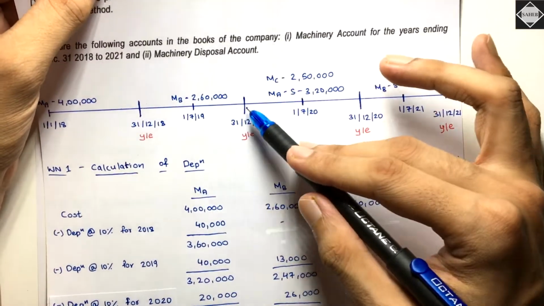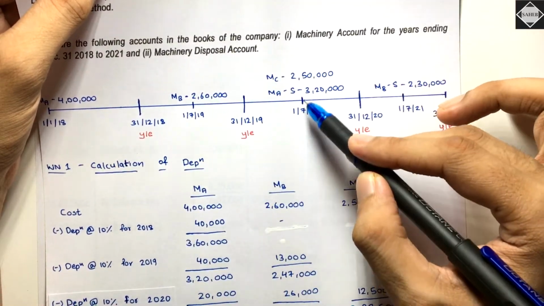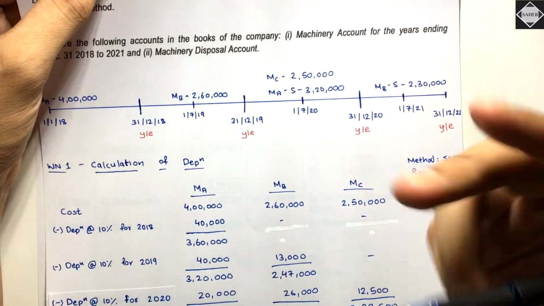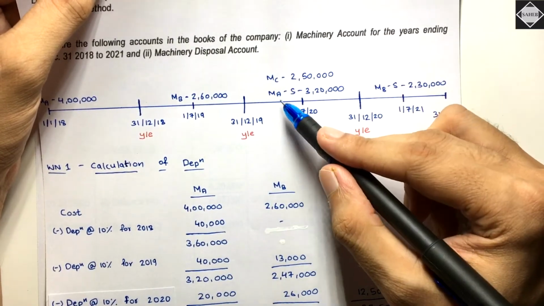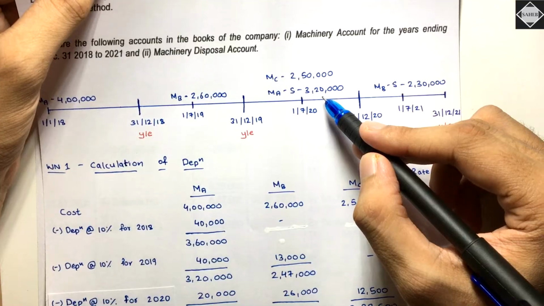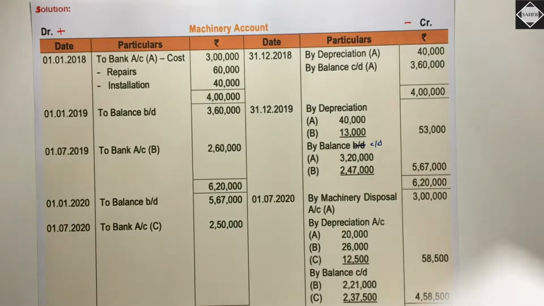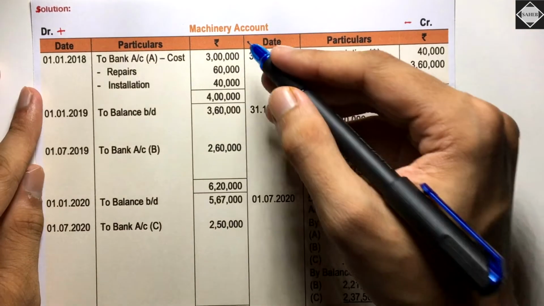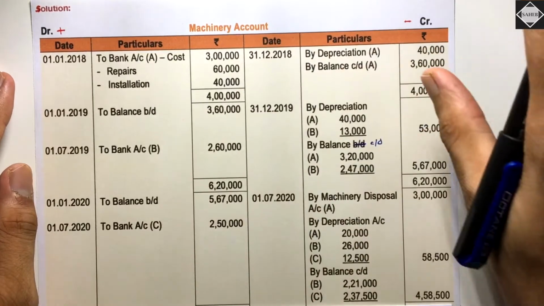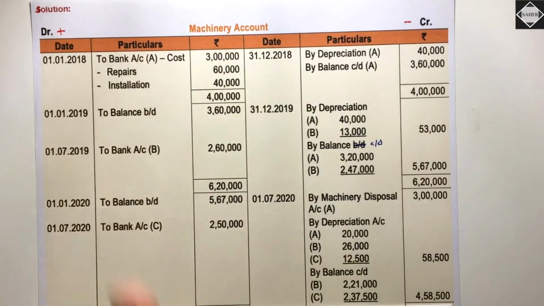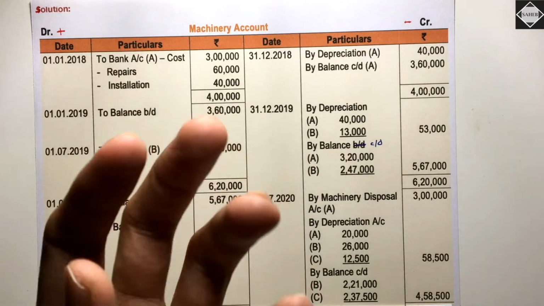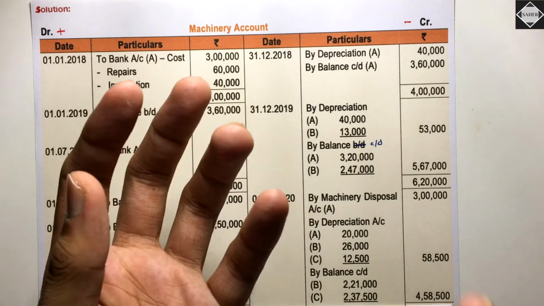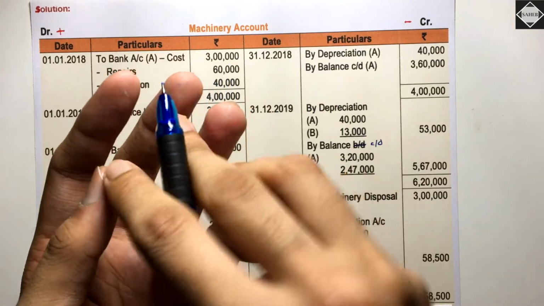We have finished the year 2019. Now we are on 1st July 2020. So here two events have happened. The first is we have sold machine A, 3,20,000, for 3,20,000. What you have to do here, it's really simple, is take the asset from the machinery account and throw it in the asset disposal account. You all know the treatment and the logic. Asset disposal account is just a trash can. We first take the asset over there and then we sell it off.